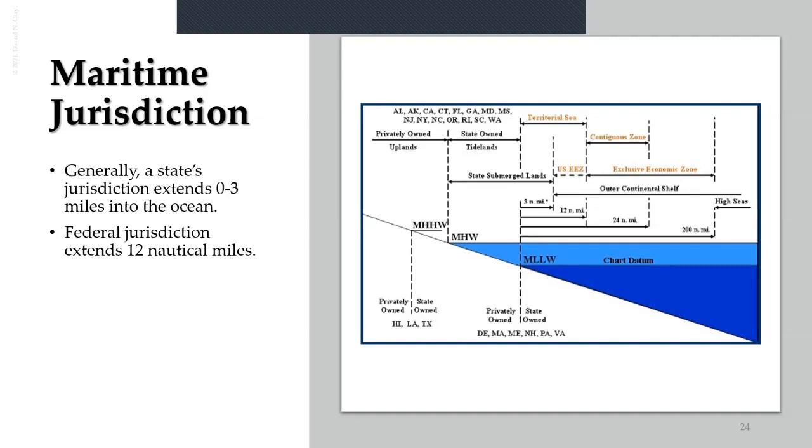If it's state-owned property, or state-owned where it connects, I should say, Alabama, Alaska, California, Connecticut, Florida, Georgia, Maryland, Mississippi, New Jersey, New York, North Carolina, Oregon, Rhode Island, South Carolina, and Wisconsin say that they have essentially the ability to enforce their state law 3 nautical miles off of the coast. Again, unless it's private, which then it's usually zero.